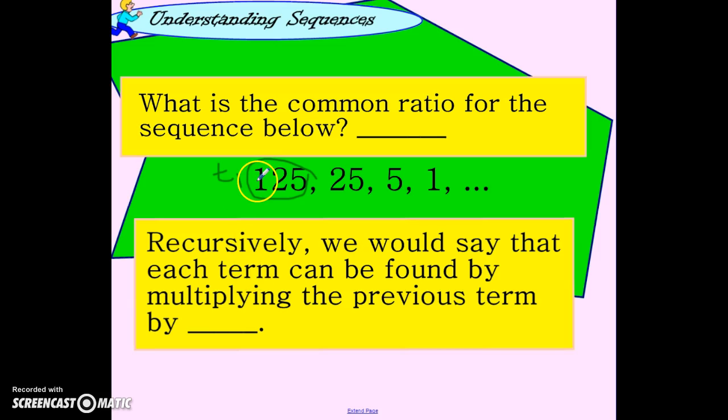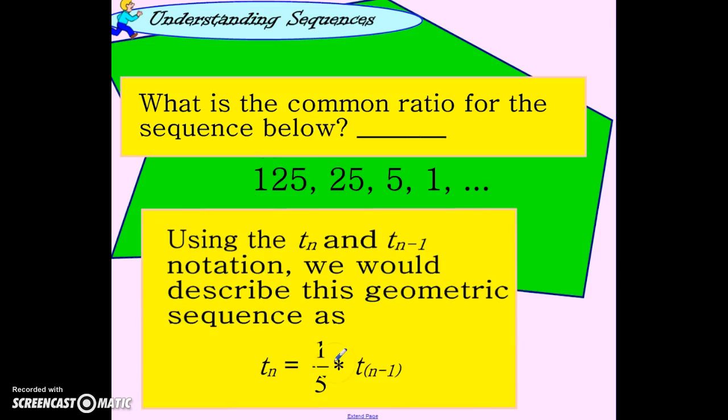And remember, we can use these numbers to figure out the ratio. So you can use any of the numbers. And I can do 25 divided by 125 to determine that my ratio is 1/5. So I'm multiplying by 1/5. So if you have to multiply by a fraction or a number less than 1, your sequence would decrease. And there it's written in a better way for you.